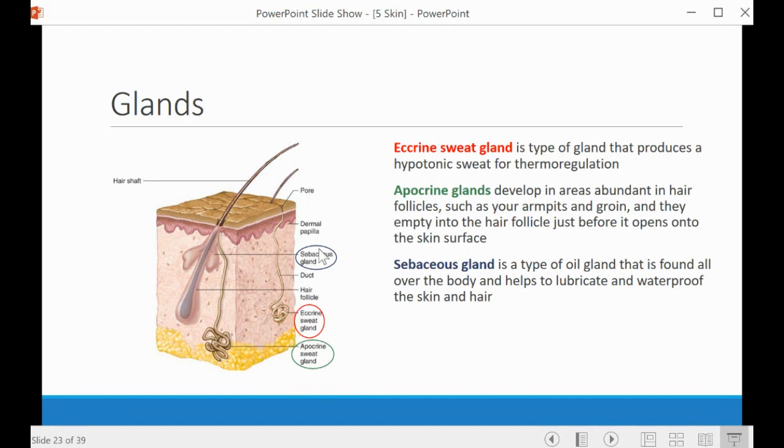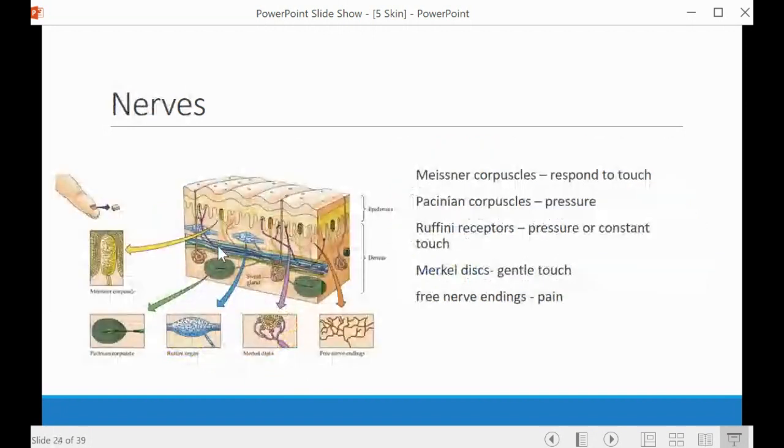Then we have our sebaceous oil gland. This is an oil gland that's found all over the body. It helps to lubricate and waterproof the skin and the hair. Okay? And it's attached to that hair follicle.